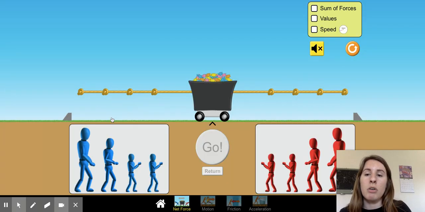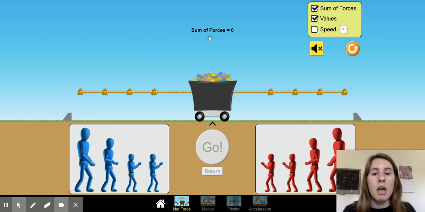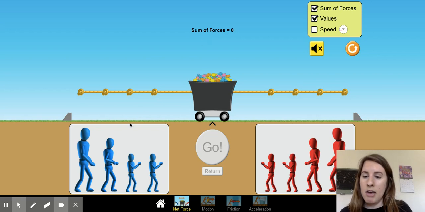So when you go to the simulation, you click the net force view. I want you to always have the sum of forces and values selected so that you can see sum of forces is the same thing as net forces. And we'll be understanding that right now, why it's called sum.